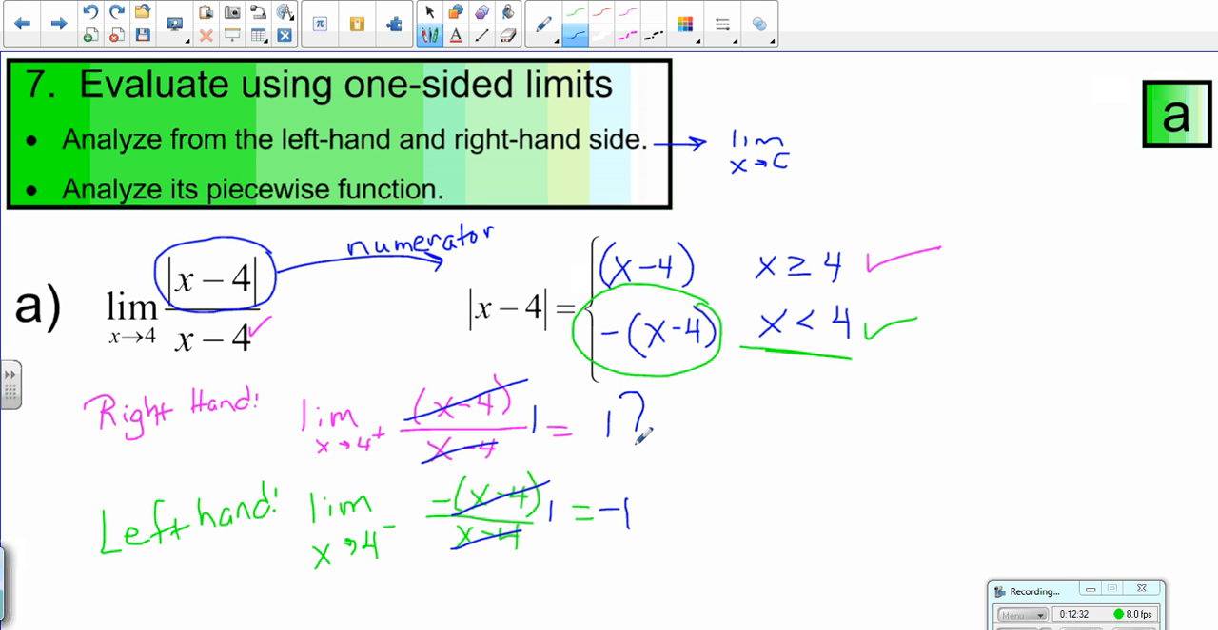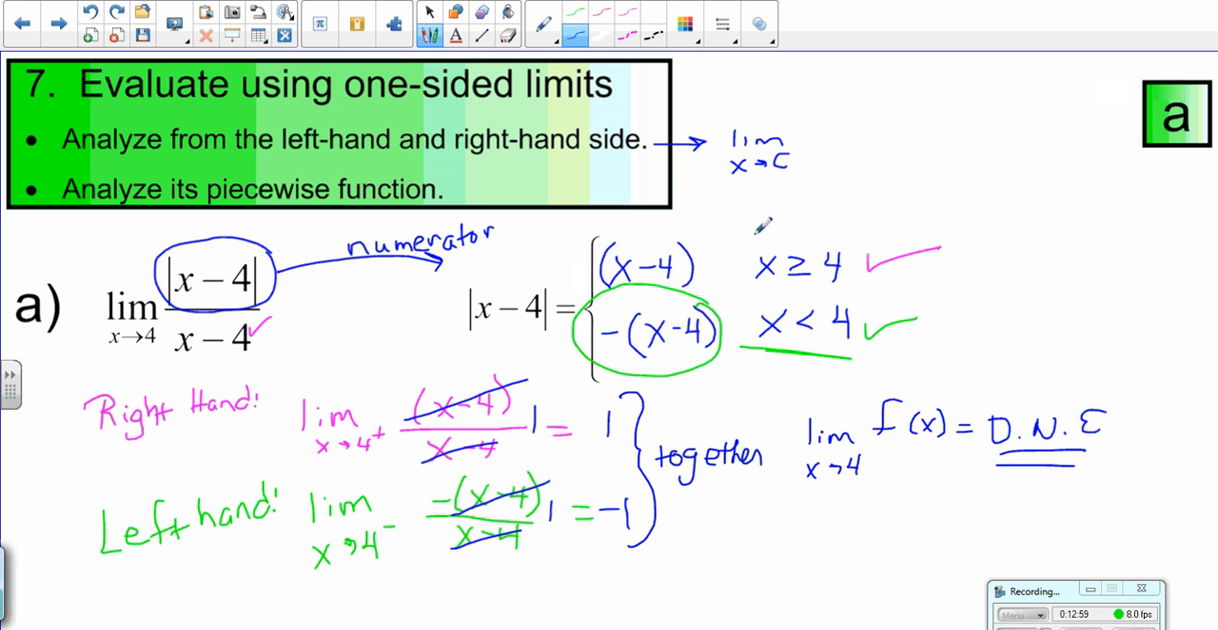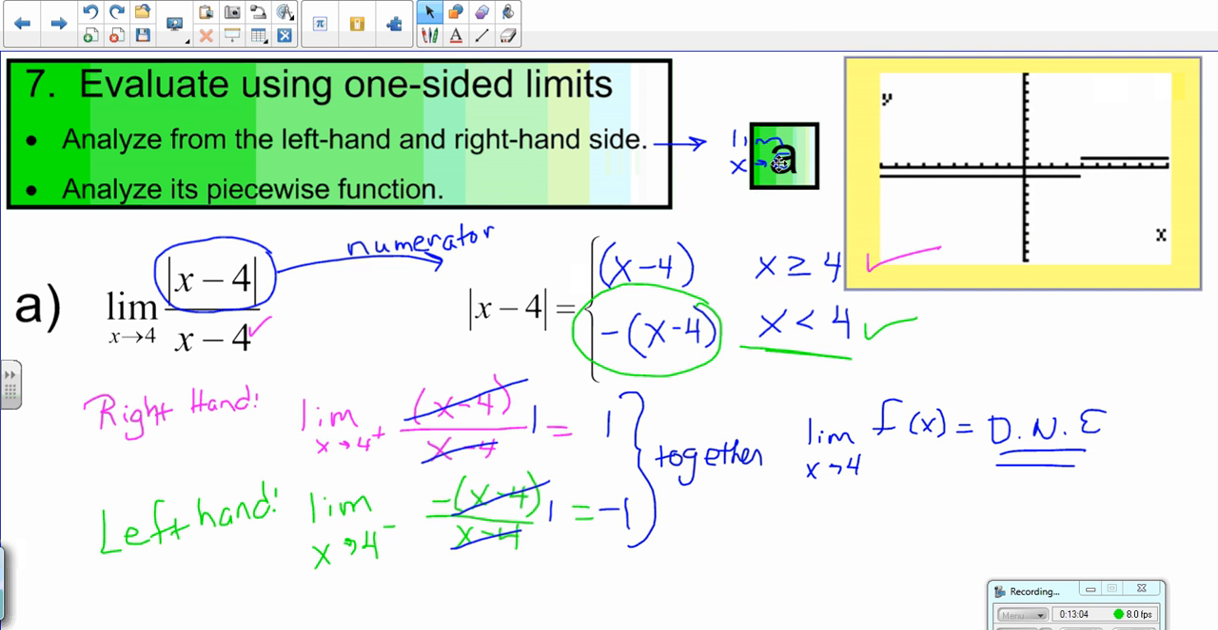Now, what I want to do is pull this together. The limit as x approaches 4 from the left and the right-hand side of the function f of x, or my absolute value function there, I just kind of shortcutted writing it, would be negative 1 and 1, which means that the left side does not agree with the right side, and we get a does not exist scenario. Let's see if I do have a picture of this. Aha, there it is.